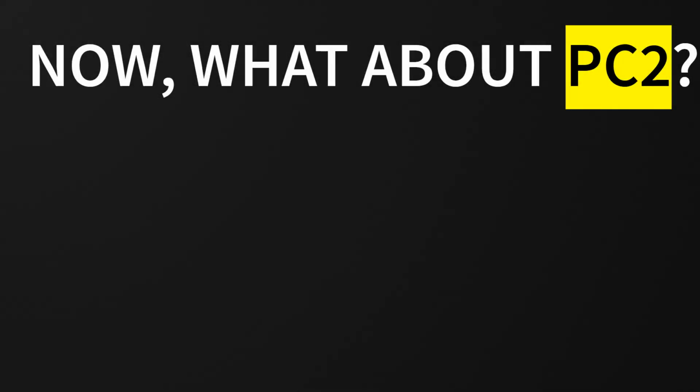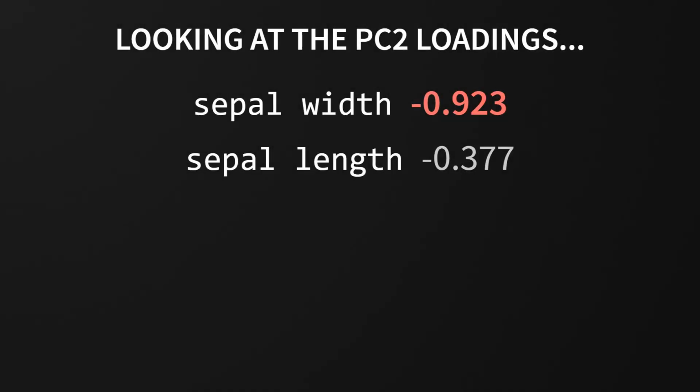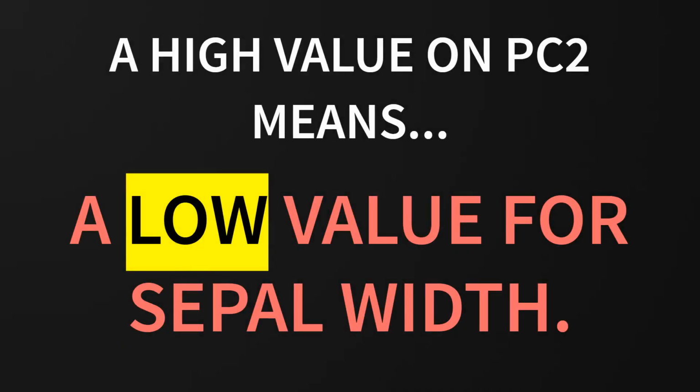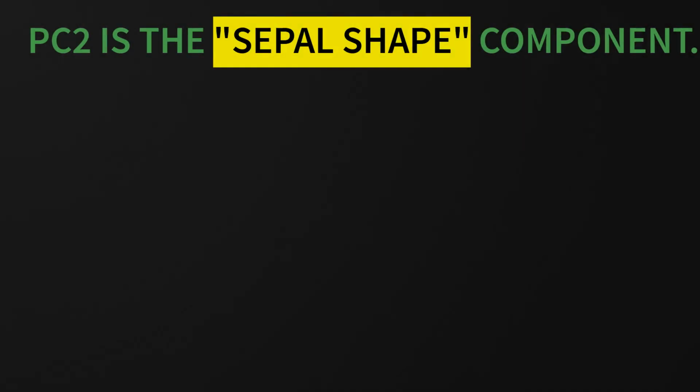Okay, we've handled PC1. Now, what's the story with the second principal component, PC2? When we look at the loadings for PC2, one number immediately stands out. Sepal width has a very strong negative loading dominating this component. Here's the key insight. Unlike PC1, which measured overall size, PC2 is all about a trade-off or a contrast between features. The relationship is inverse. A high score on this component corresponds to a flower with a low value for sepal width. In other words, a narrow sepal. Because it's measuring this specific trade-off, we can give it a much more intuitive name. It's the sepal shape component.